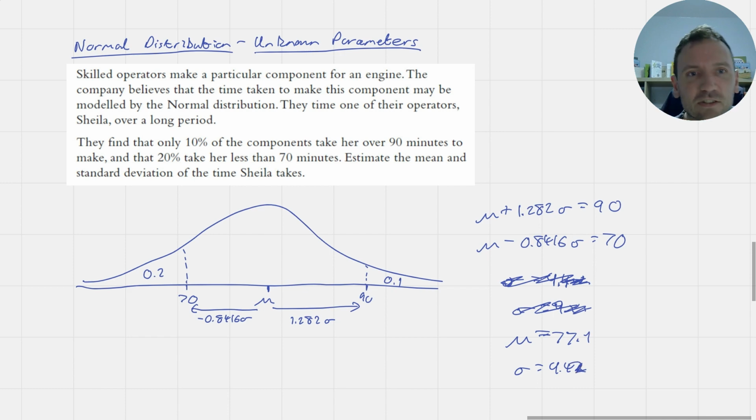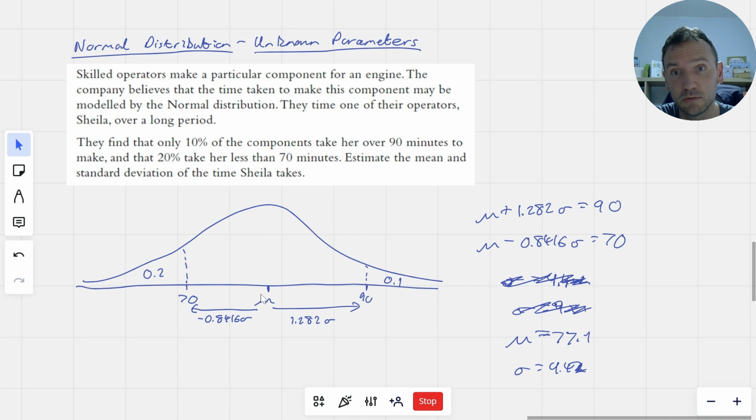There we go. So that's the way to go about it. Use your inverse normals, work out how many standard deviations above or below the mean those points are, form your equations, and then you'll be able to solve for mu and sigma. So if you're only told mu, then you'll only need one of these areas to form one equation in terms of sigma. If you're only told sigma, you'll only need one to find mu. In a case where you're not told either, you'll need 2 pieces of information, but you can go through like that. Thank you very much.